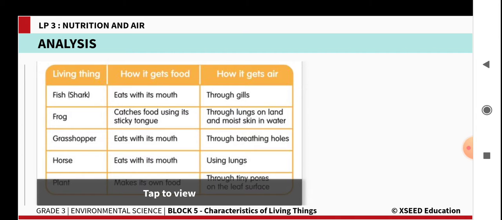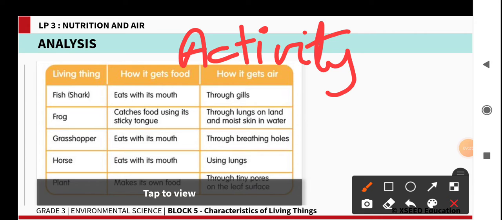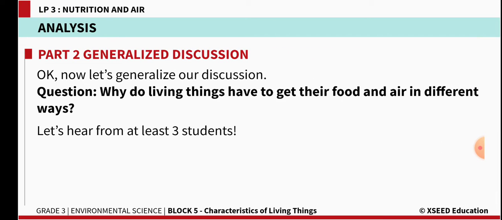their body. So this tabular column, you write it as a heading, like the activity you did just now. In that activity, fill up all these columns, children. How fish is eating food, how fishes are breathing, how frog is taking food and air, and grasshopper. Write the animal name in the first column and what organs they were using for eating and for breathing. Mention it like this in your notebook. Whether you are doing these activities or not, I am going to check in your notebooks, children.